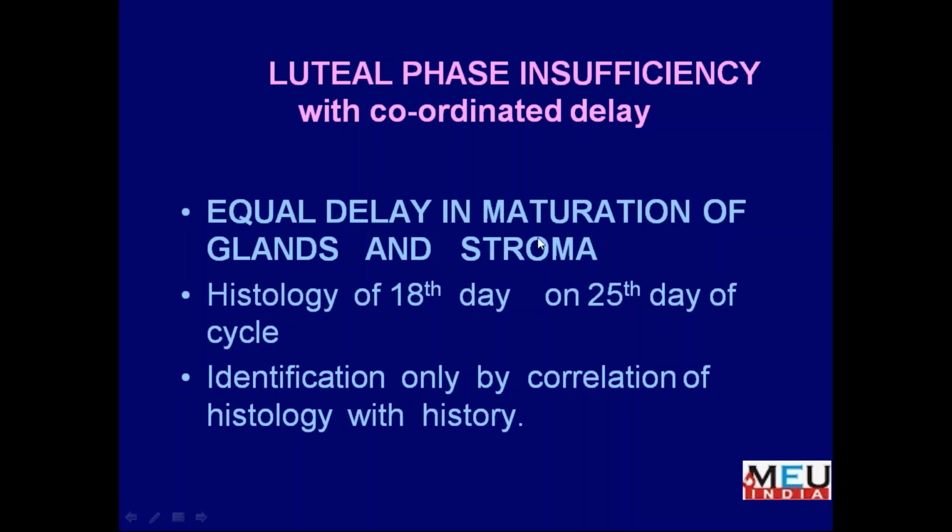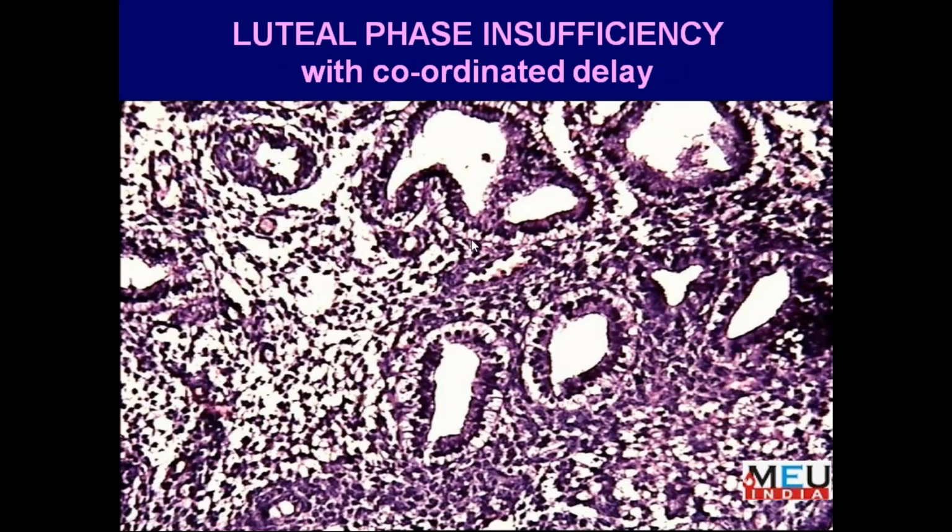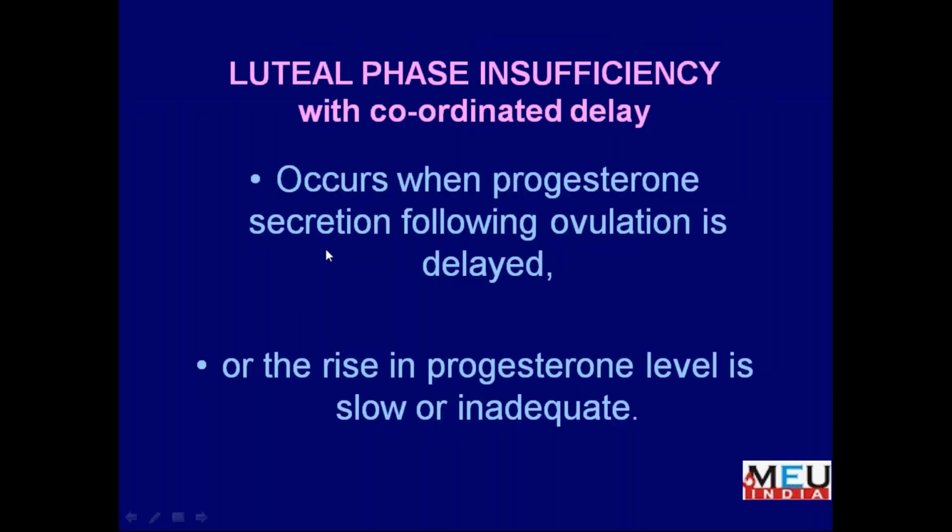From the 18th day to the 25th day of the cycle, gradually the stroma develops, and along with that the glands start secreting, and we can only identify all these changes when we correlate the histology with the history of the patient. Now here in the luteal phase, in the glands the nuclei are still at the basal region, and the stroma is also still quite compact.